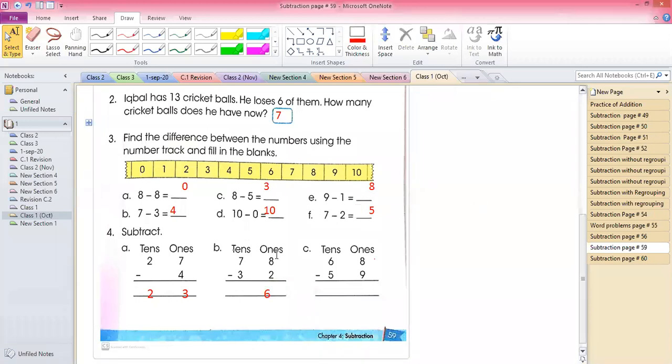Now, subtract the tens. 7 tens minus 3 tens is equals to? Draw 7 lines again. 1, 2, 3, 4, 5, 6, 7. Very good. I need to minus 3, so I will cut 3 lines. 1, 2, 3. How many lines are left? 1, 2, 3, 4. 4 lines are left. So 7 minus 3 is equals to? 4. So write 4 here.